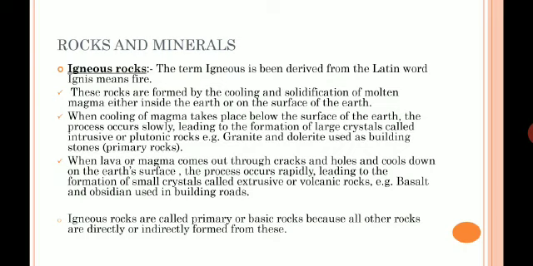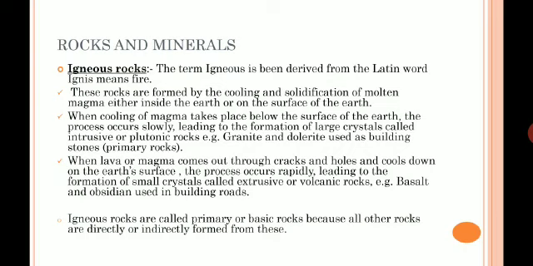Let's talk about the first rock, which is the igneous rock. The term igneous is derived from the Latin word ignis, which means fire. The igneous rock is formed by the process of cooling and solidification of molten magma, either on the earth's surface or under the earth's surface. How is igneous rock formed? With the process of cooling and solidification of molten magma below or above the earth's surface.